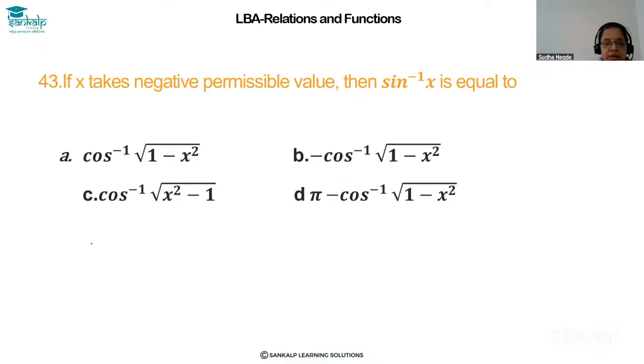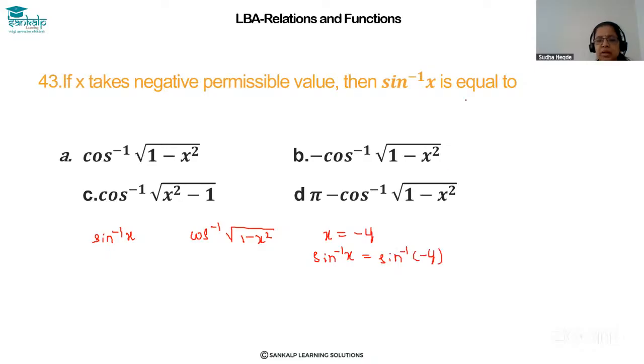So, for x greater than or equal to 0, sin inverse x can be written as cos inverse square root of 1 minus x square. You have proved already this one. But for negative permissible value, therefore, x is equal to, you can take minus y. Therefore, sin inverse x is equal to sin inverse minus y. Both sides you are taking inverse. Correct?